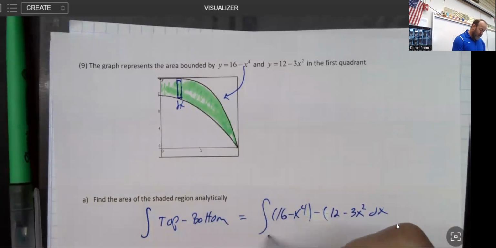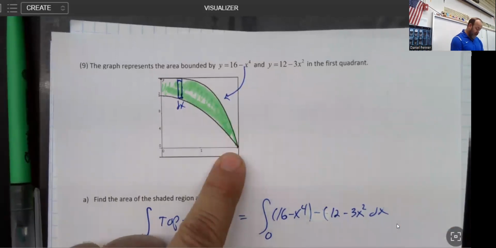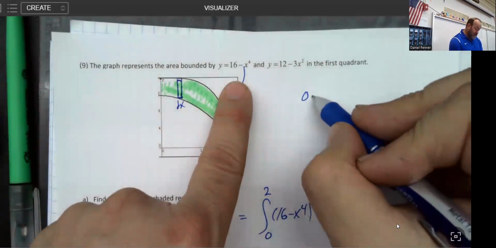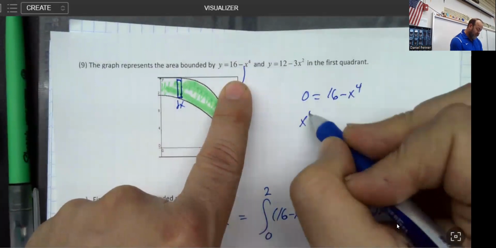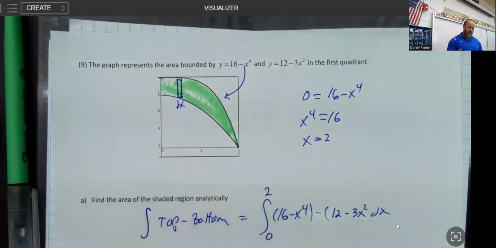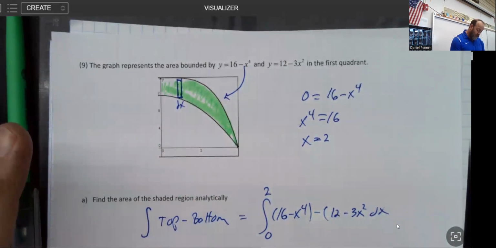And that's going to be going from 0 up until the place where they both bottom out together, which of course is 2. It's fairly easy to validate that 0 equals 16 minus x to the fourth. Take the fourth root of both sides and we get 2. That's no big deal, so we know that's the value. A little bit of combination of like terms: 16 minus 12, of course, is 4. We've got a double negative on this x squared, but we still have a negative on the x to the fourth, from 0 to 2.